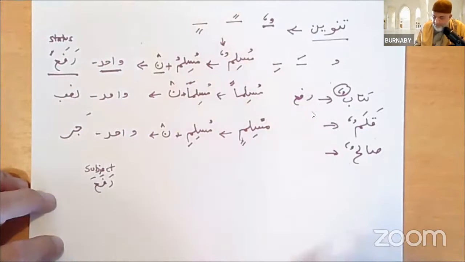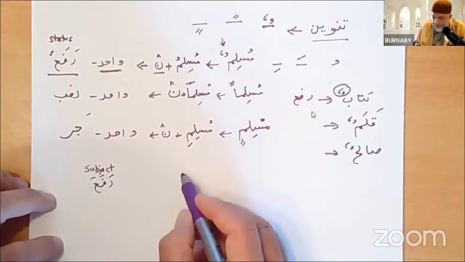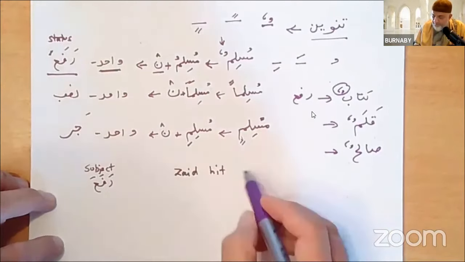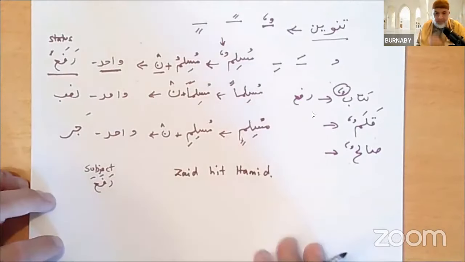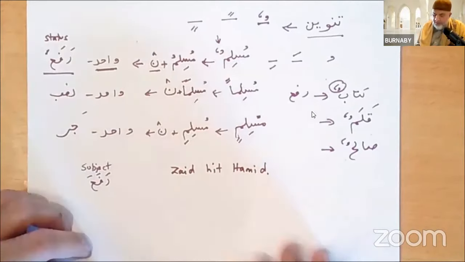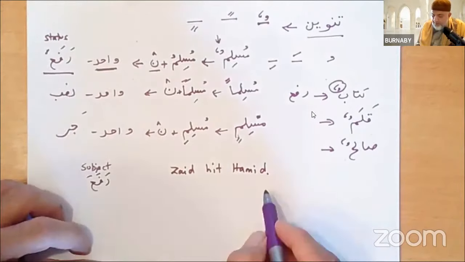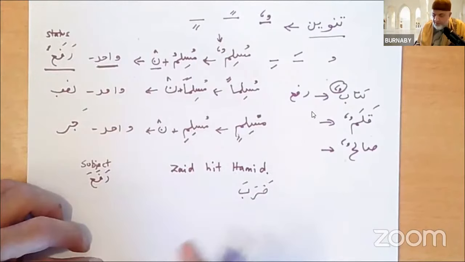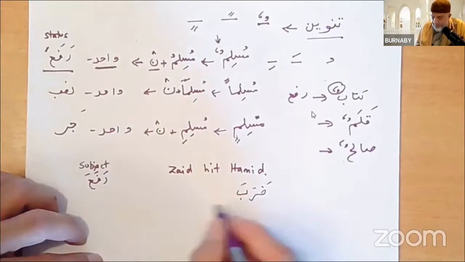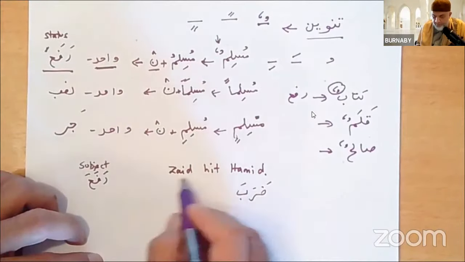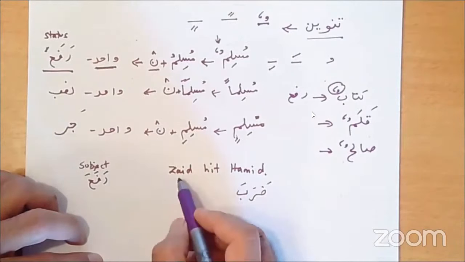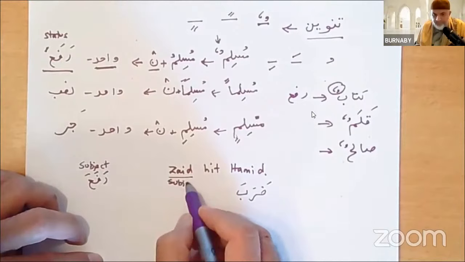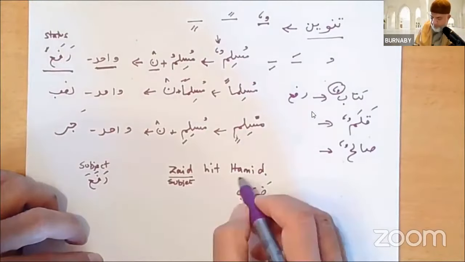Okay. For example, if I say Zaid hit Hamid. Okay. How are we going to write this? We're going to write like Daraba. And you don't need to know that, but I'm just helping you out with this. Daraba, who's the doer? Who's hitting? Zaid. So can I say Zaid is subject? Yes. And is the object Hamid? Hamid, yes.